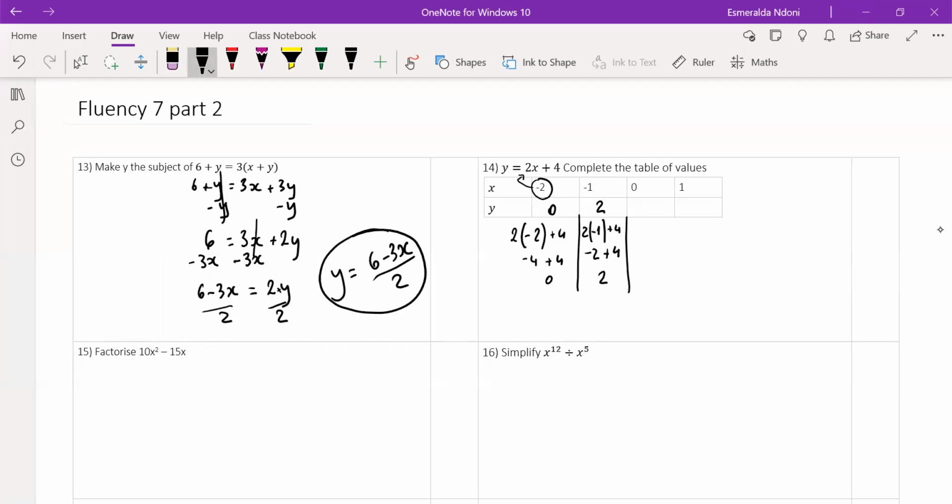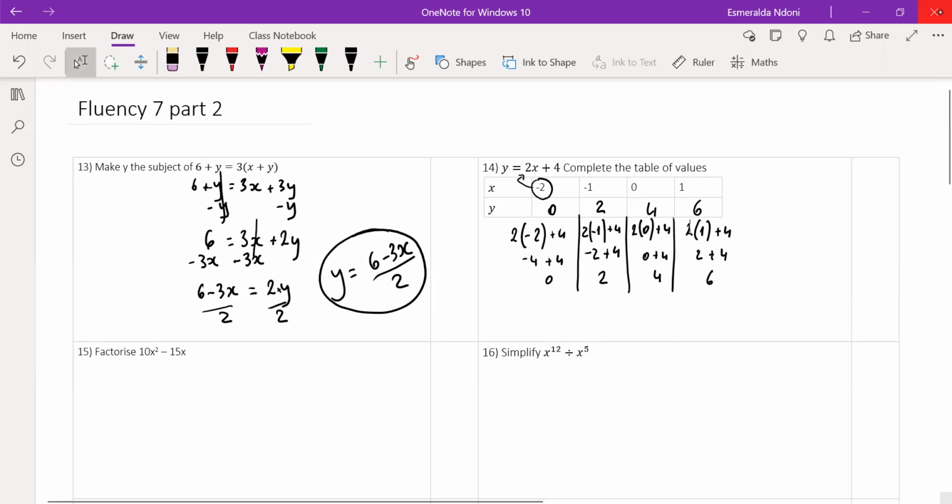If you didn't do this question this way, just pause it now, have another go, and then replay the video. We have 2 lots of zeros, plus 4, 0, plus 4, it's a 4. And then the last one, and then I double check if the question is asking me for anything else. It's not, it's only asking me to complete the table of values, and I'm done with that.